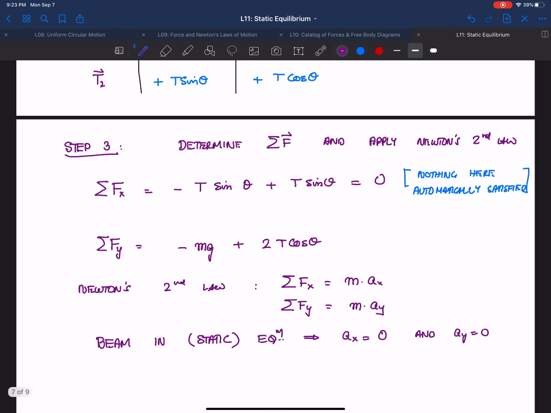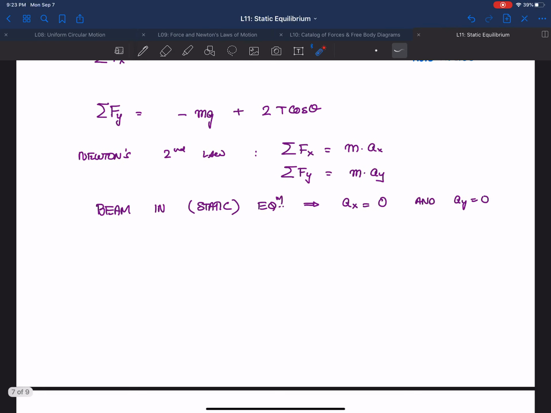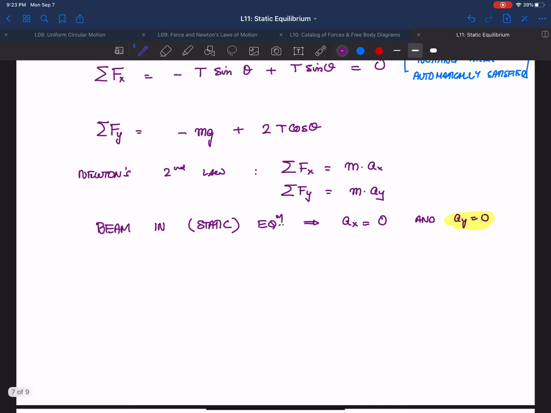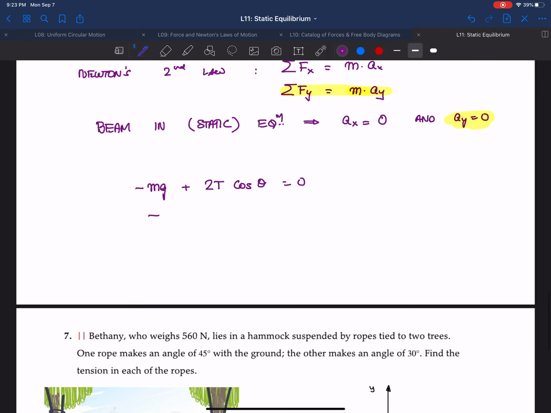Well, there is nothing coming out of the x equation. This is automatically 0. So what we have now is to focus on the y component of the acceleration being 0. This equation here, along with this equation and this equation, putting all these together, we get minus mg plus 2T cosine theta is equal to 0. And from here, you can solve for T.